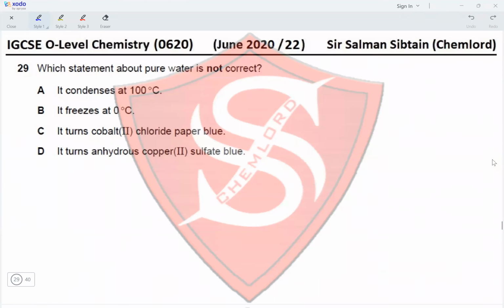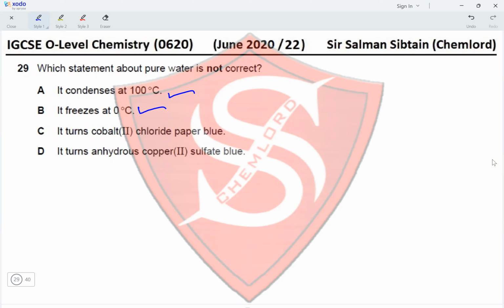Question 29. Which statement about pure water is not correct? It condenses at 100 degrees Celsius. Yes. It boils at 100 degrees Celsius as well as it condenses at 100 degrees Celsius. This is true. It freezes at 0. Yes. Pure water freezes at 0 degrees Celsius and also melts at 0 degrees Celsius. So this is correct as well.